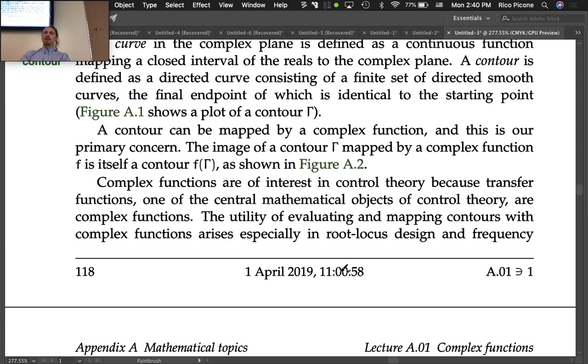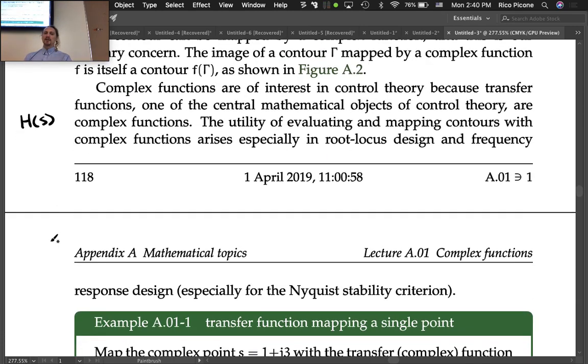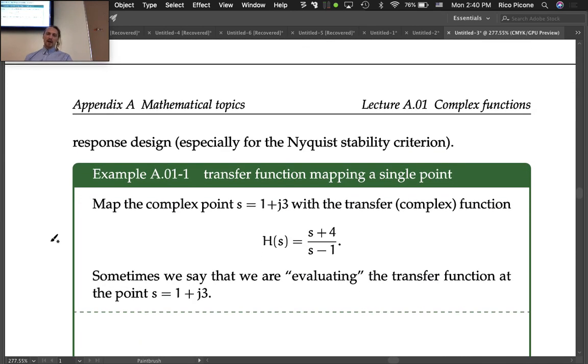Complex functions are of interest in control theory because transfer functions, one of the central mathematical objects of control theory, are complex functions. S is a complex number, and H of S can return complex numbers, so it is a complex number going in and coming back. The utility of evaluating and mapping contours with complex functions arises especially in root locus design and frequency response design, especially for the Nyquist stability criterion, which we're not going to consider in this class.